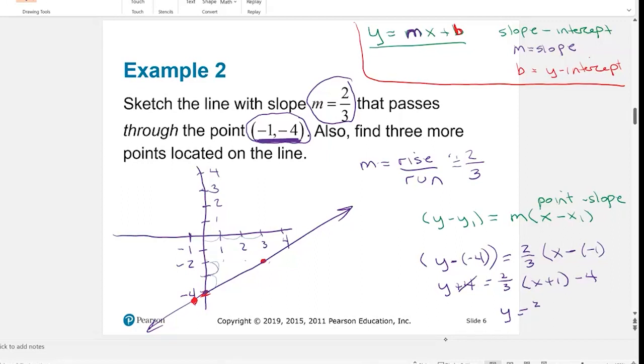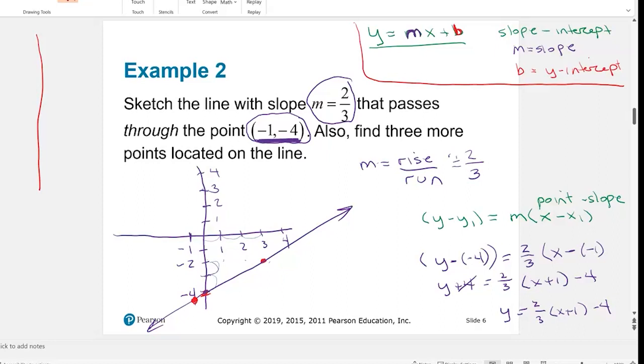Before I subtracted it, that's point slope. We will be going over point slope again, don't worry. But I'm going to solve for y just so I can find the other 3 points. So I have y = 2/3 times x + 1 minus 4, right? And then let's do 4 points. So I'm going to make a little table here. So here's x, here's y. And let's plug in some numbers.